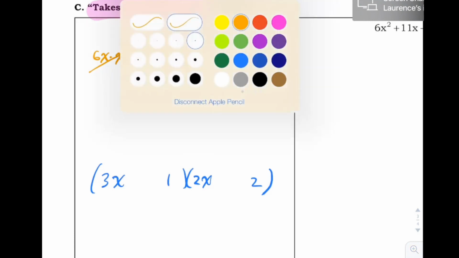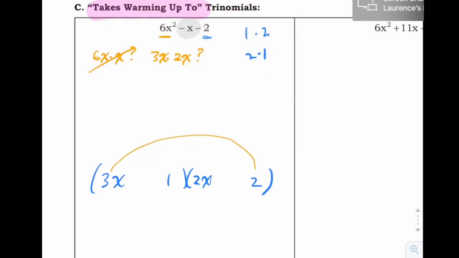And let's see what we got here. We'd have a 6x on the outside product and a 2x on the inside product. Can I get the 6 and the 2 to give me a negative 1? And the answer is nope. That ain't going to work.